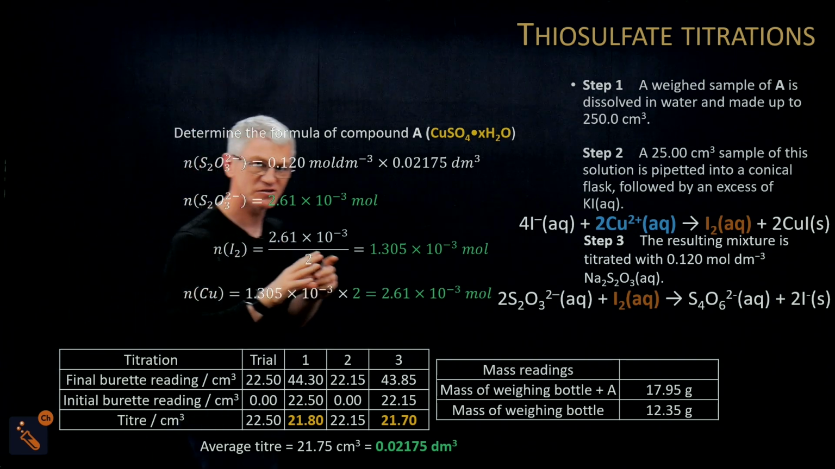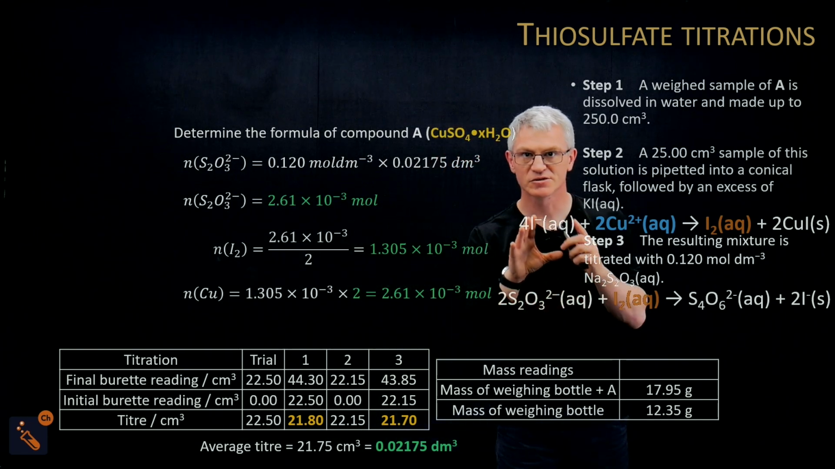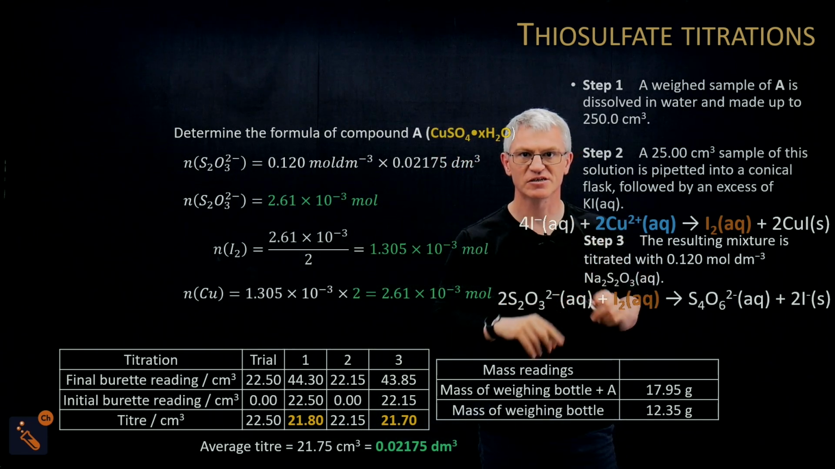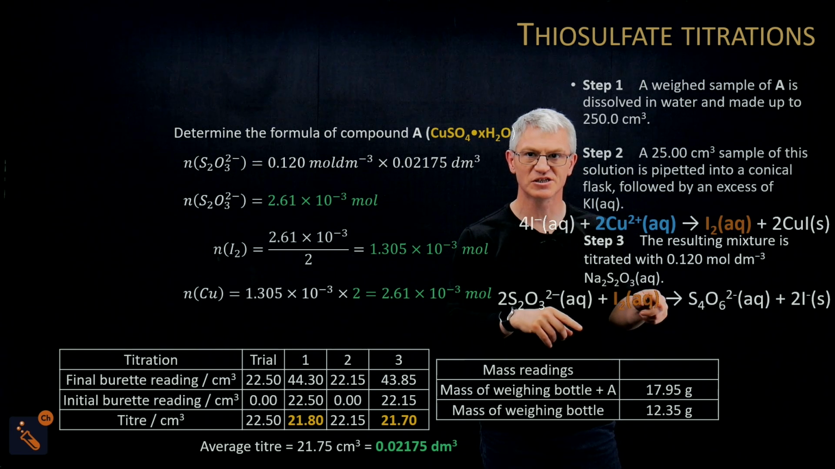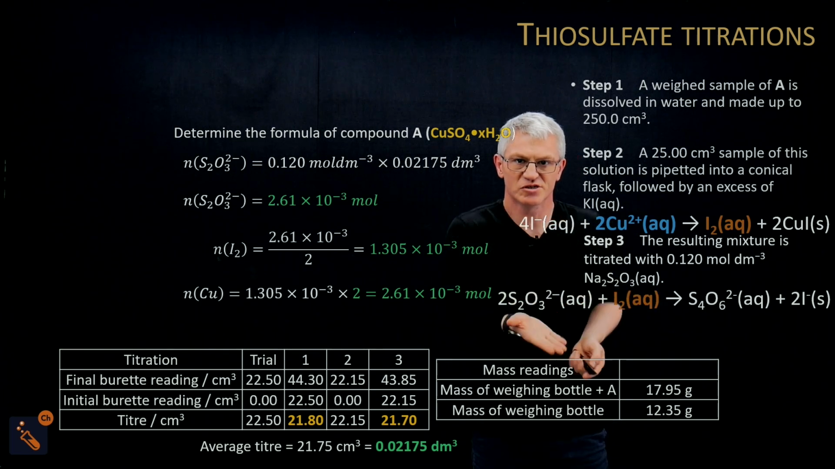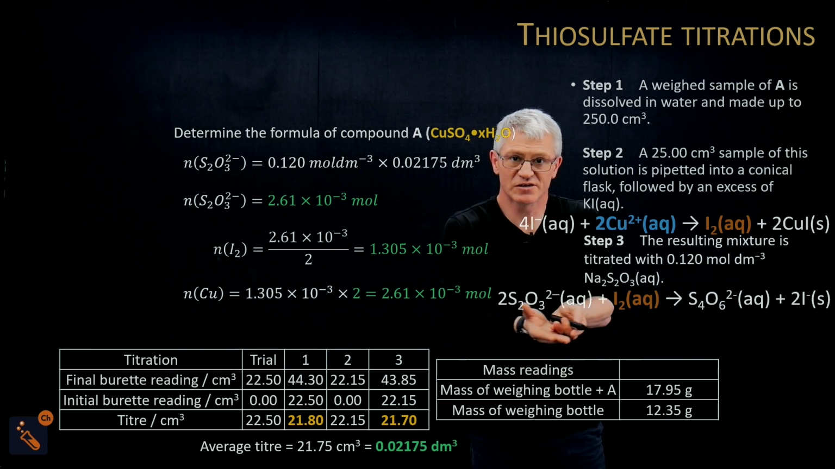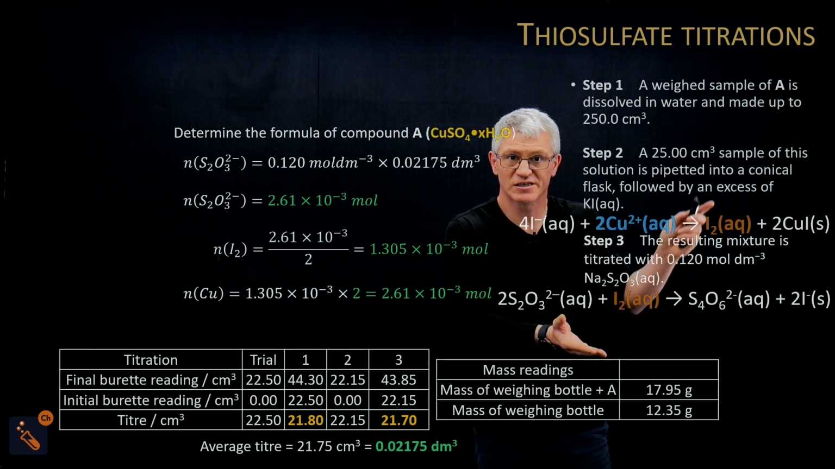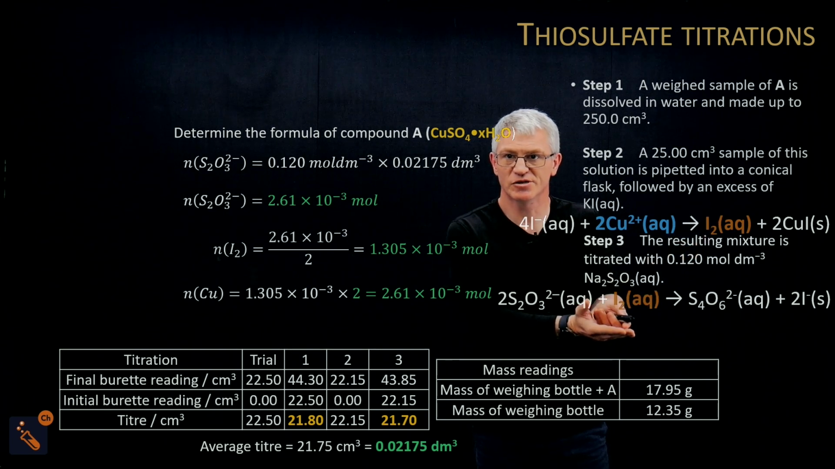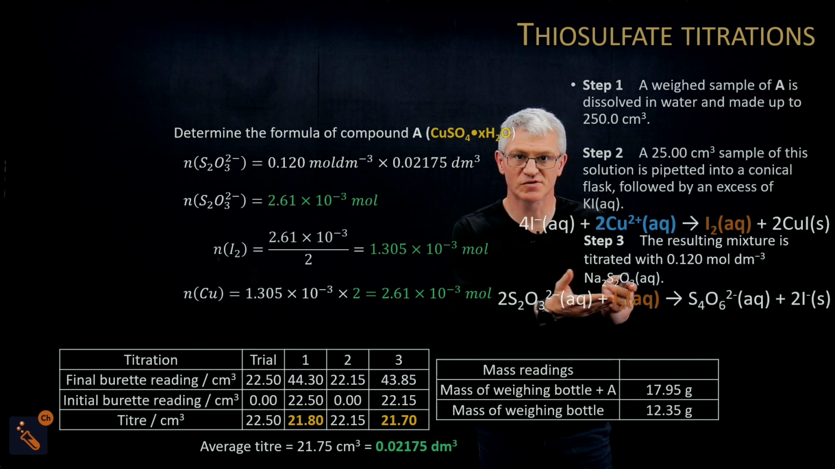Now I'm going to talk about this in a bit more detail. So if you go here, you've got the number of moles of thiosulfate, which is here. You want to know the number of moles of the iodine, because the iodine connects you to the previous equation. So you divide that by 2. That gives you the number of moles of your iodine.